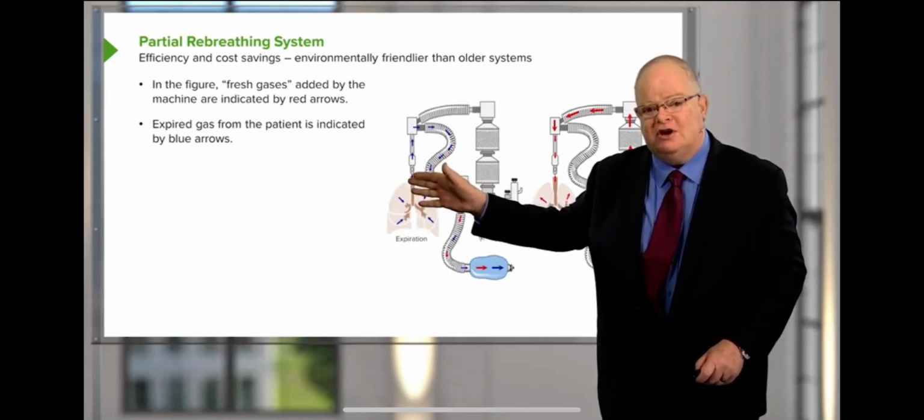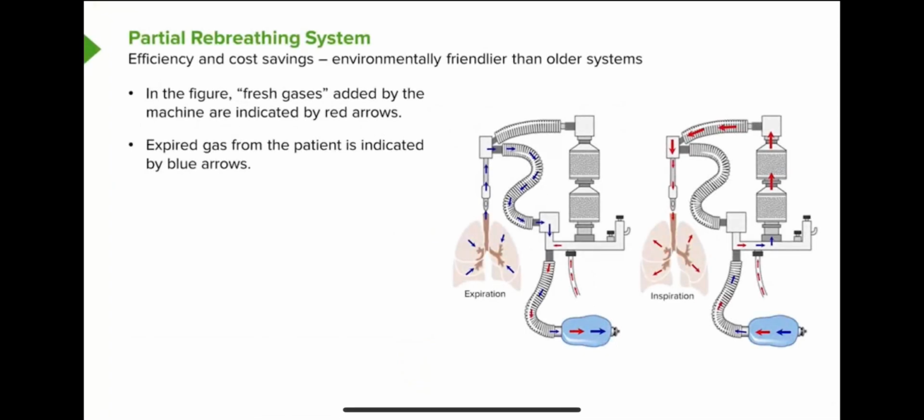You can see on this machine, the two devices that are piled one on top of the other are soda lime canisters. Fresh gas flow comes in from the bottom. Expired gas comes from the bag in the lower part of the diagram. Then as the bag is compressed, a combination of fresh gas and expired gas is forced up through the exchange material, and carbon dioxide is scrubbed out so that the material going to the patient is free of carbon dioxide. It has vapor in it.